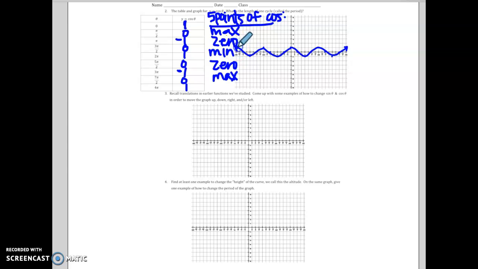Okay, so 5 key points of cosine. If you can see, this part where we started at 0 is the max. Then we go to the 0. Then we go to the min, and then the 0, back to the max. 5 key points of cosine. So it starts at 0. And then the length of this period again, where it repeats itself one full time, is 2 pi.